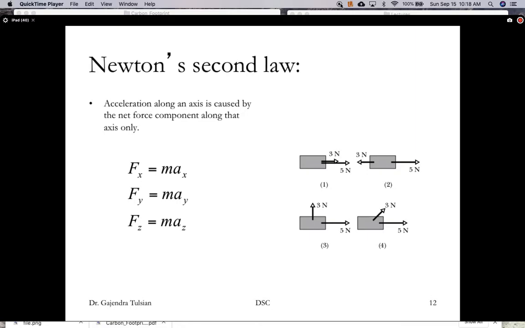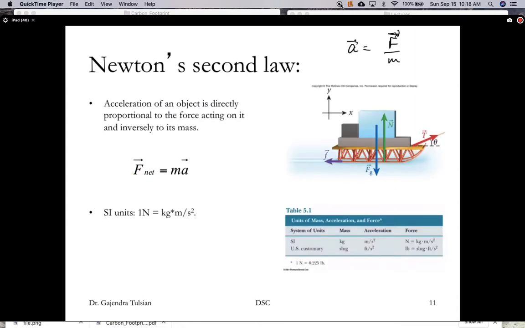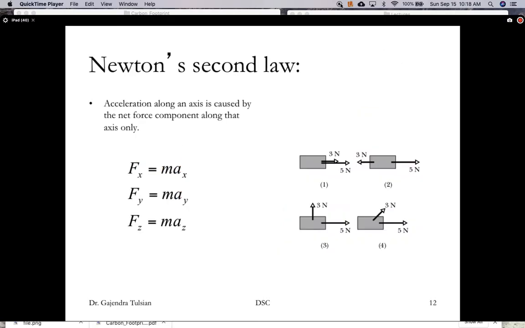So again, like I said, this is a vector equation. The x component of this is equal to the x component of that, and so on. So the x component of the force is m times ax, the y component of the force is m times ay, and the same for the z component. And so you can see acceleration along an axis is caused by the net force component along that axis. Acceleration, the x component of the acceleration, Fy cannot influence ax.